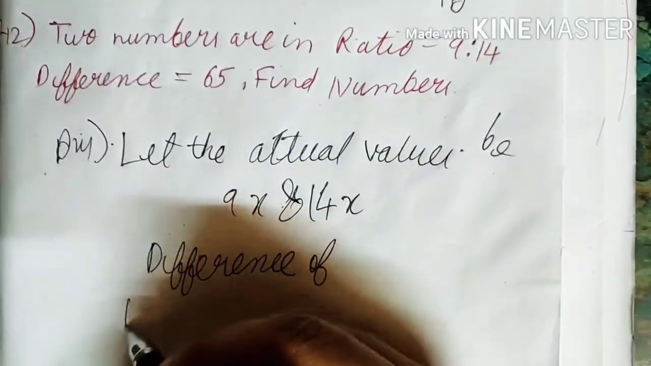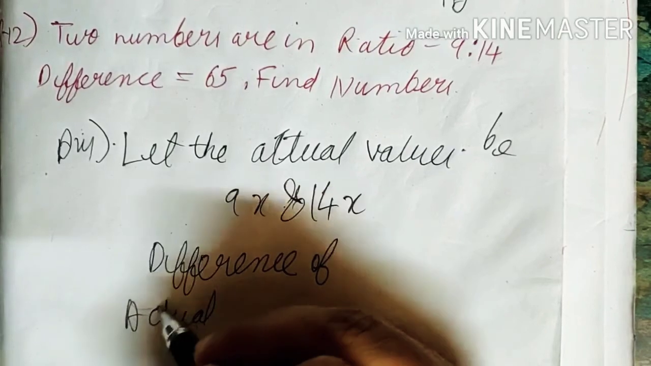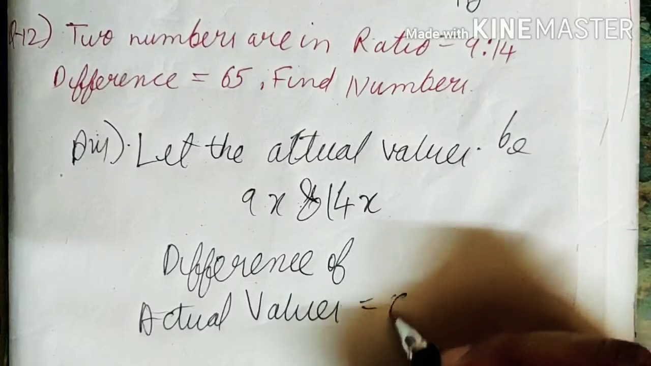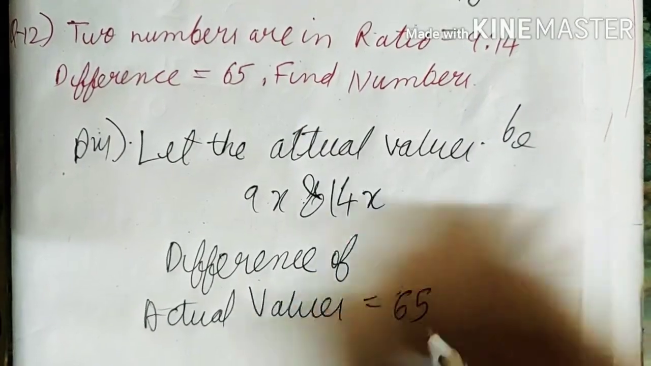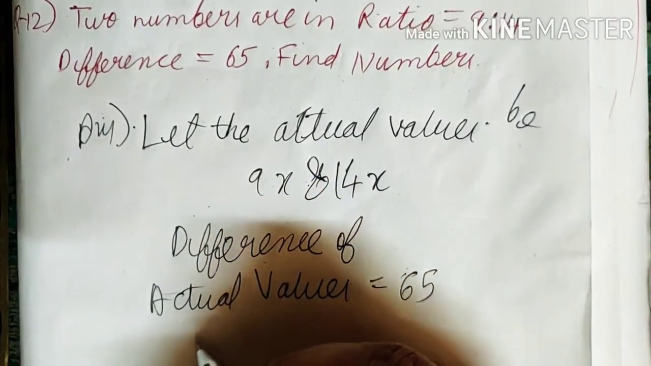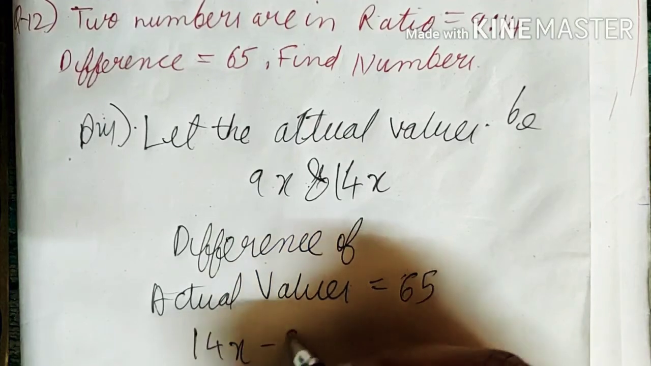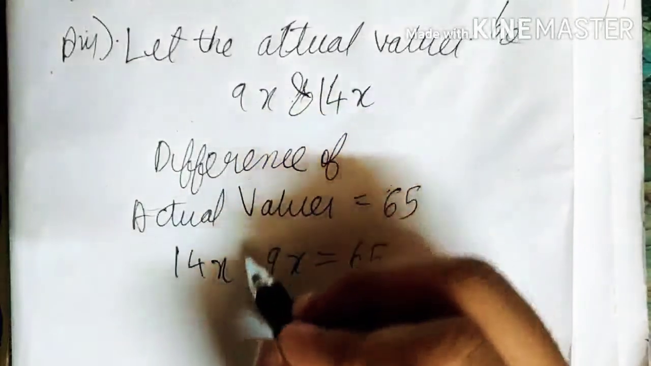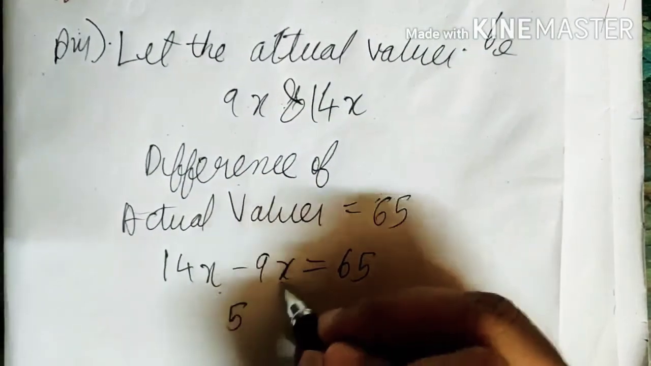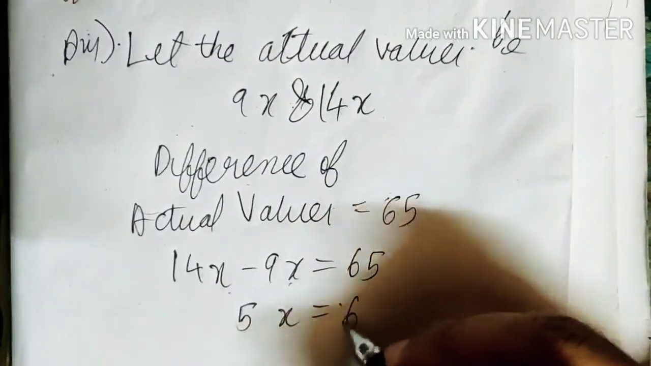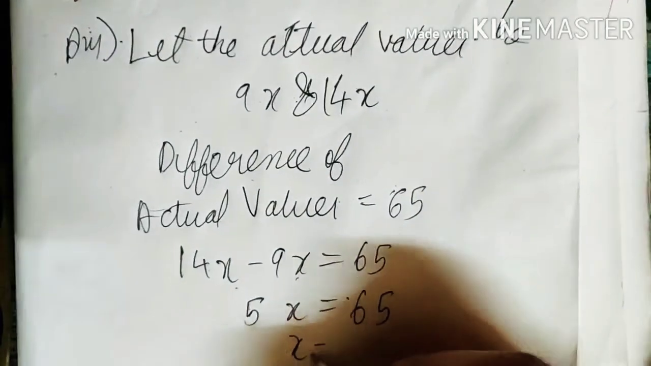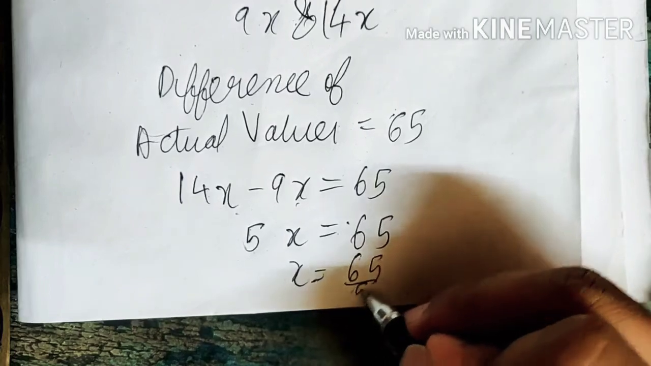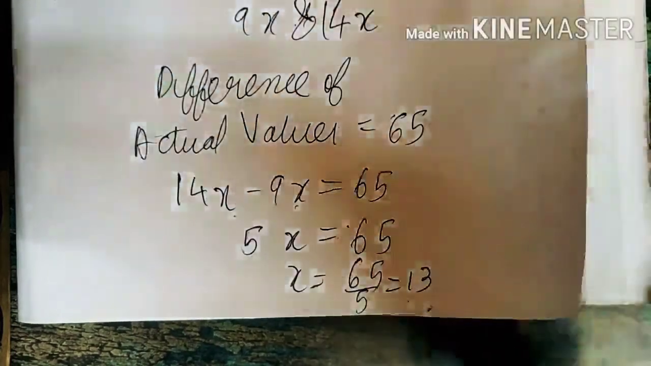Okay, these are the actual values, and the question says the difference of actual values is equal to 65. Difference means the bigger minus the smaller. 14x minus 9x equals 65. 14 minus 9 means 5x equals 65. x will be equal to 65 divided by 5, that is 13. Okay.